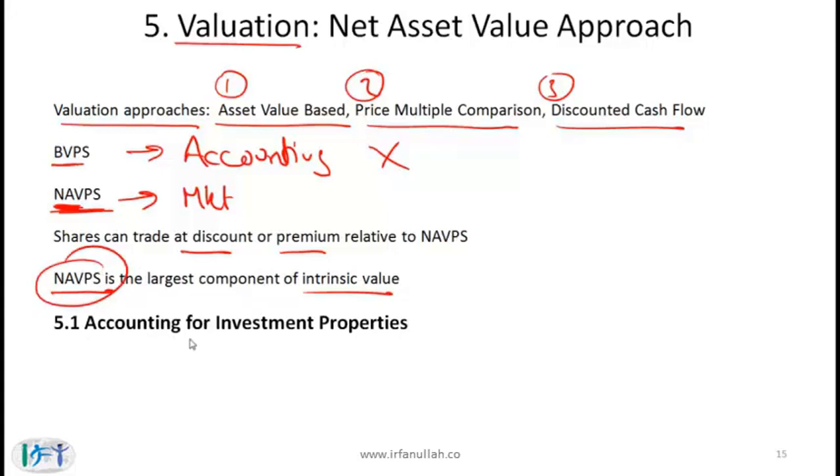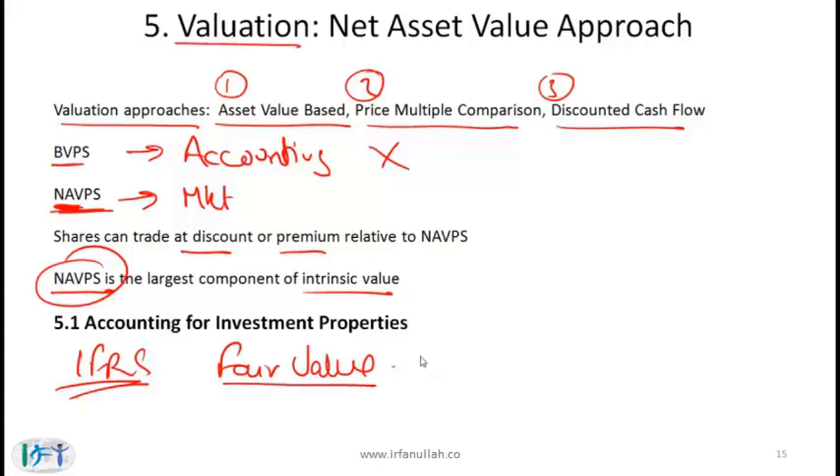Section 5.1 talks about accounting for investment properties. Now there are just a few core points over here. Under IFRS, companies are allowed to use either the fair value model or the cost model. As analysts, we obviously need to understand which model is being used. If a company is using the cost model, then we need to get the fair market prices and use those market prices when we calculate NAV. If a company is using fair value, then obviously we have a better starting point. But as analysts, we should still understand what assumptions have gone into coming up with this fair value.